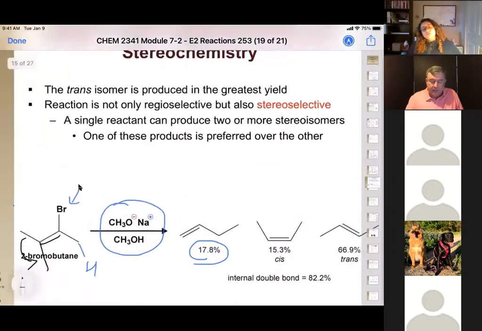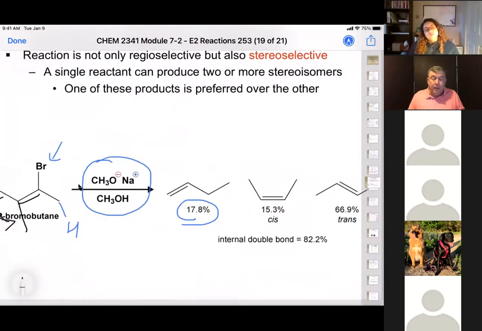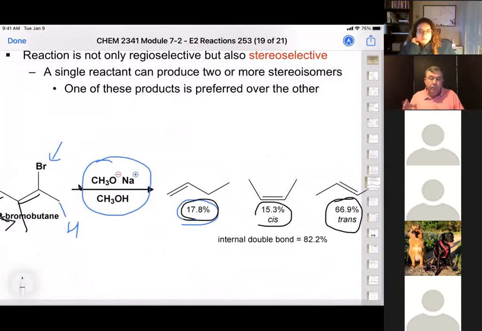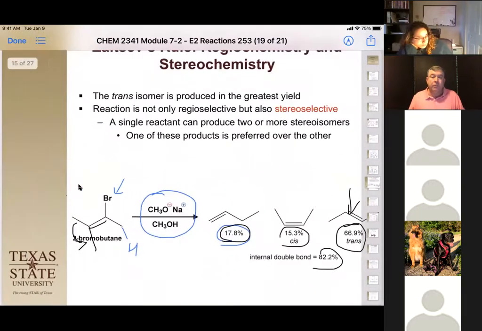So each of these things can form because of all the hydrogens we have available to it. But look at our product ratio. We have a little bit of that, even less of that, and we have predominantly the double bond as the trans. Notice it's 82% just the internal double bond, the more substituted double bond, but it's 67% of the entire reaction mixture that is the more thermodynamically stable. So it's not only regioselective about which hydrogen it pulls off, but it's also stereoselective, where one product is favored over the other.